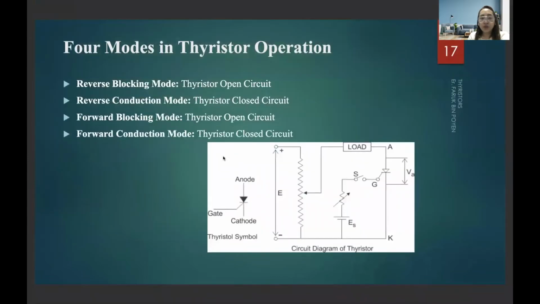Four modes of operation of a thyristor. So we have reverse blocking mode, where the thyristor is open circuit. Reverse conducting mode, where the thyristor is closed. Forward blocking mode, where the thyristor is open. In the forward conducting mode, the thyristor is closed.